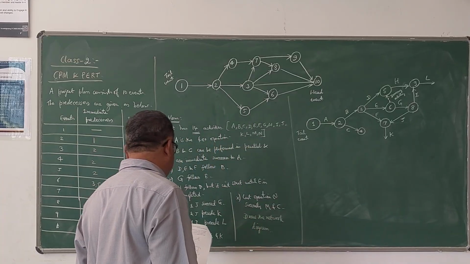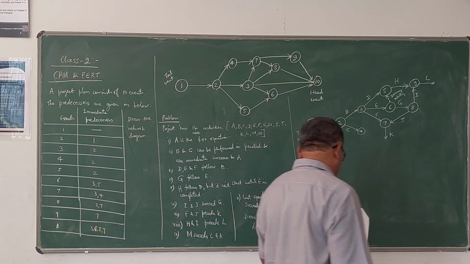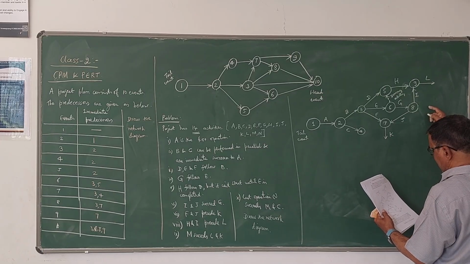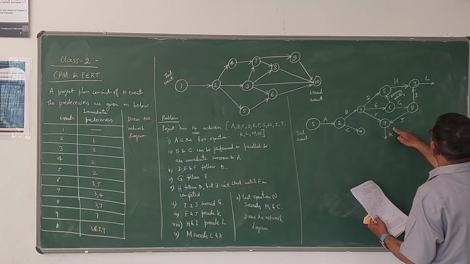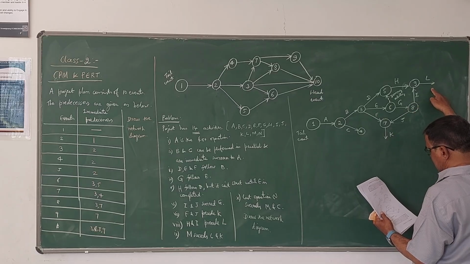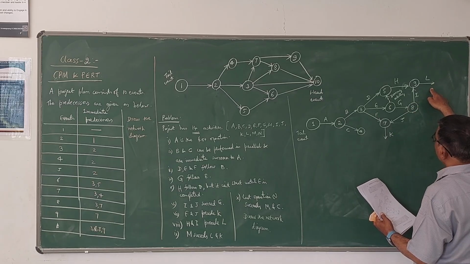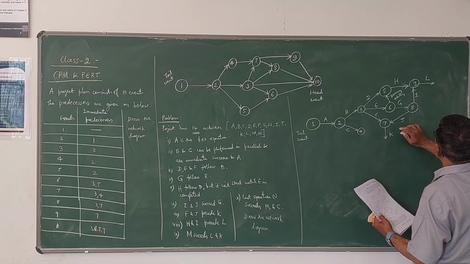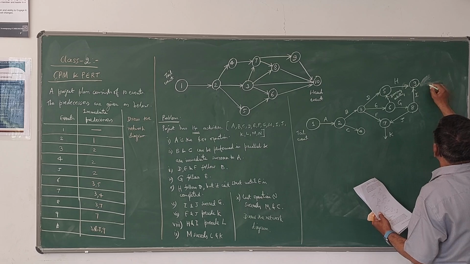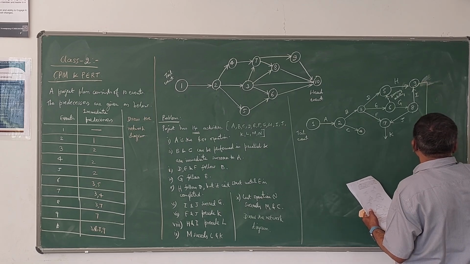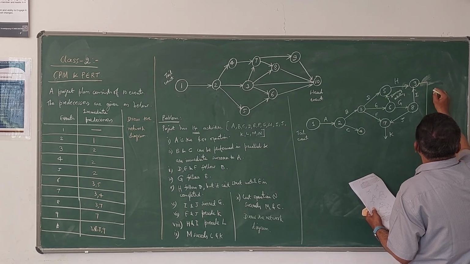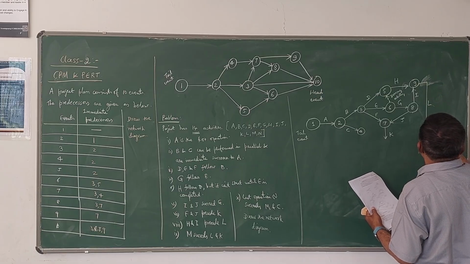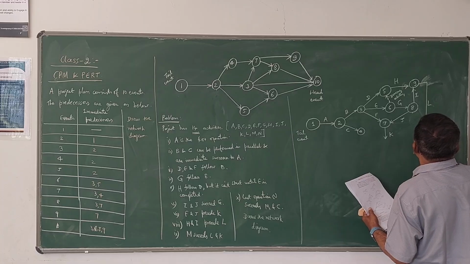Then M succeeds L and K. L and K. K is here, L is here. So I have to connect these two now. K is here, L is here. I will write here. This is L. And this is 10.